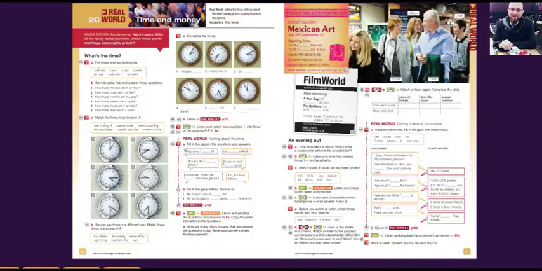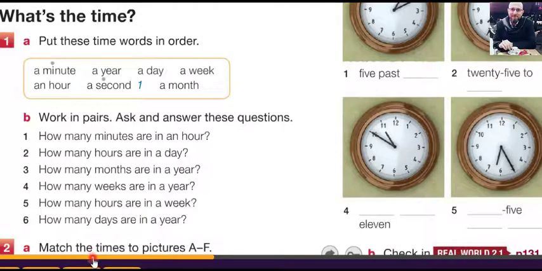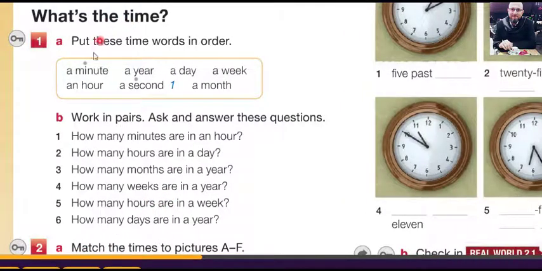Okay, bismillah, let's start. Here, these are the words of money. What's the time? Number one, put these time words in order, in order from small to big.